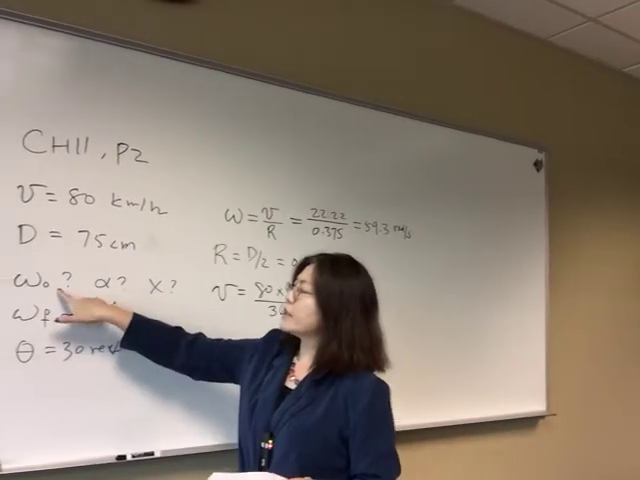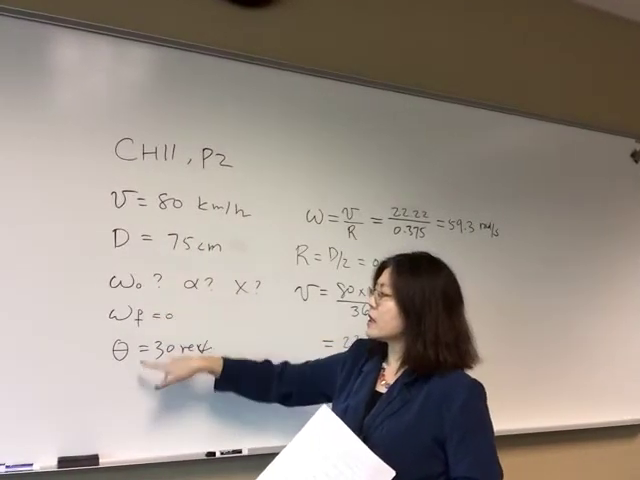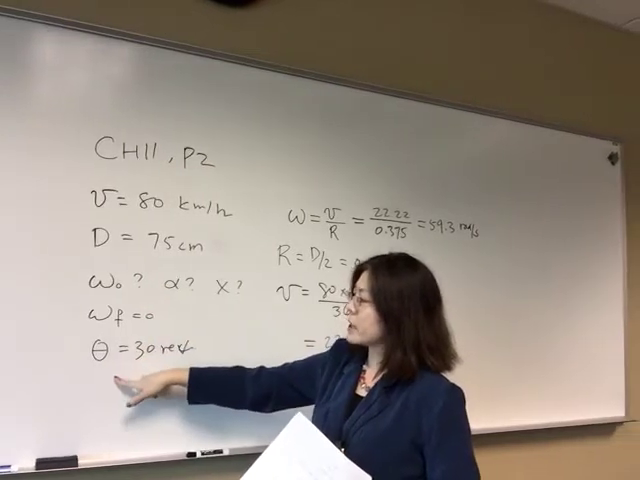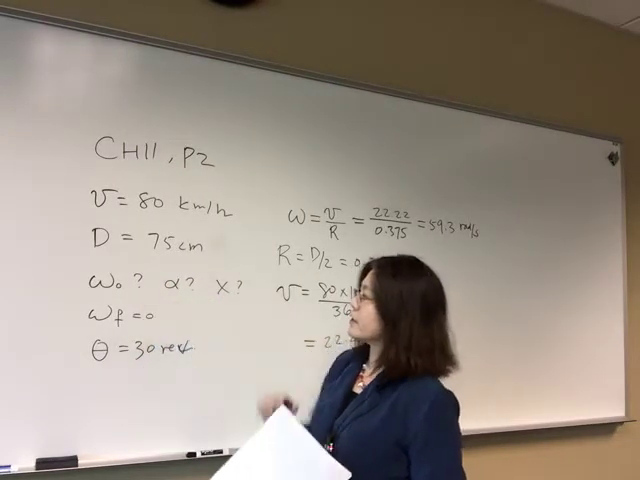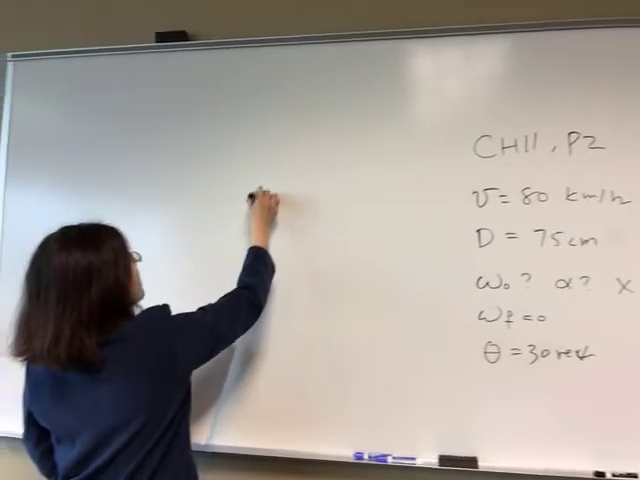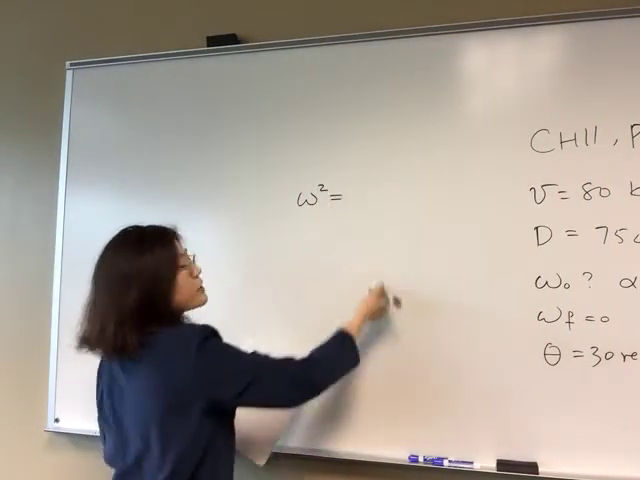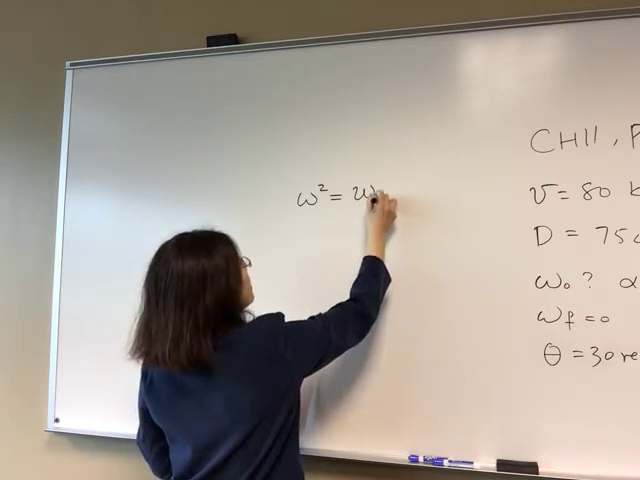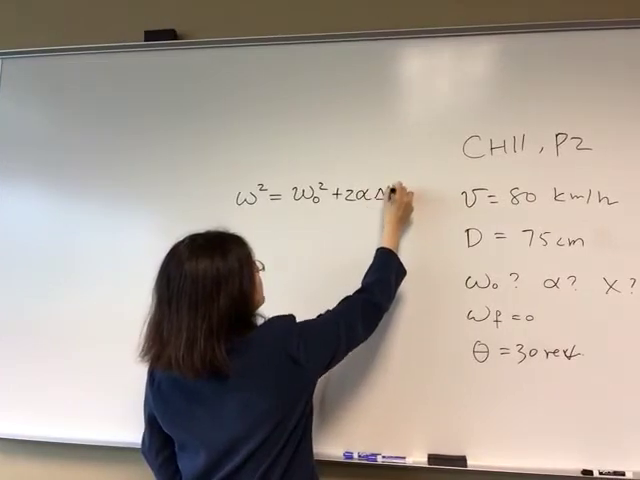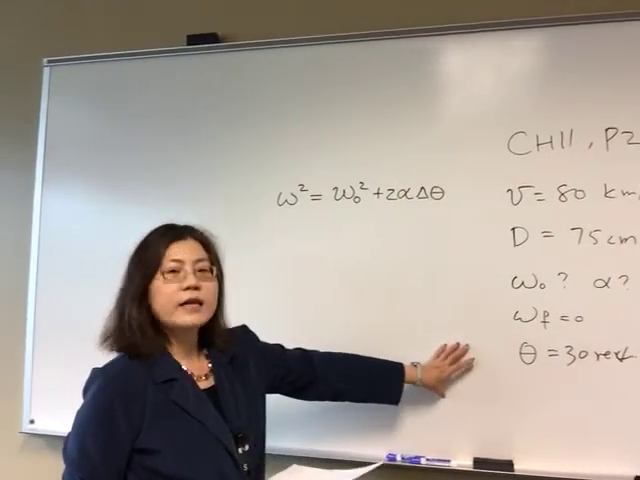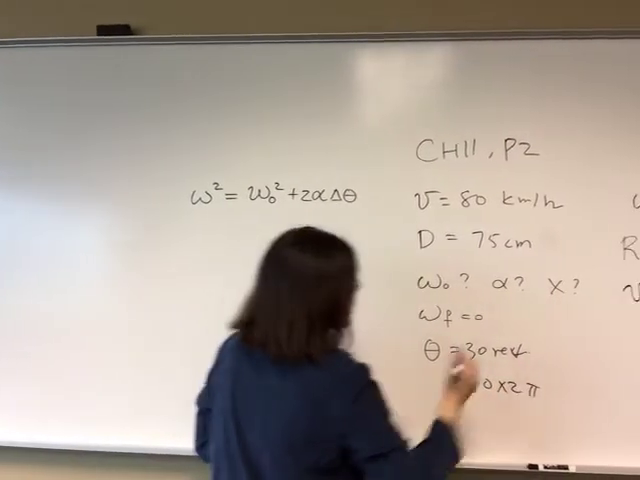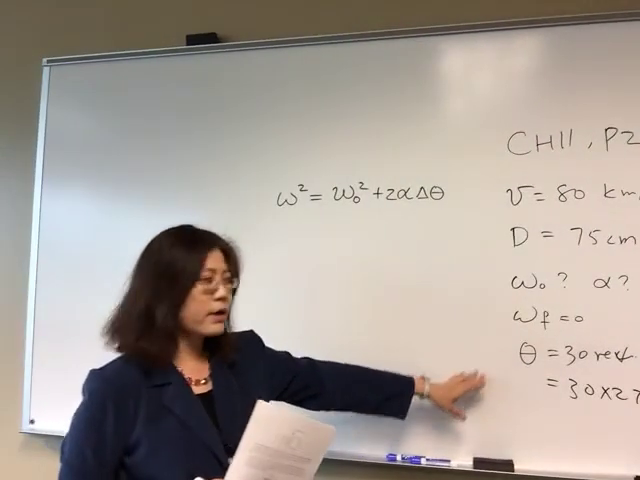So if you look at this, angular displacement is the rotational counterpart of linear displacement. You have the angular displacement and the angular velocity, so it becomes easy to calculate angular acceleration, because we can just use this equation: omega final squared is equal to omega initial squared plus 2 times the angular acceleration times the angular displacement. Now it says it makes 30 revolutions. What does that mean? Each revolution is 2 pi radians, so altogether there are 60 pi.